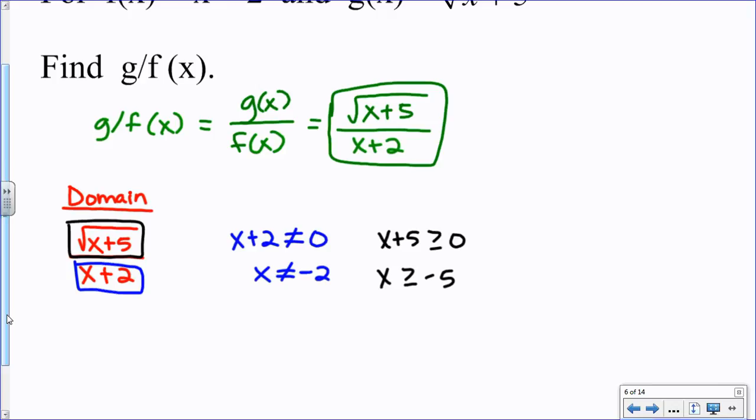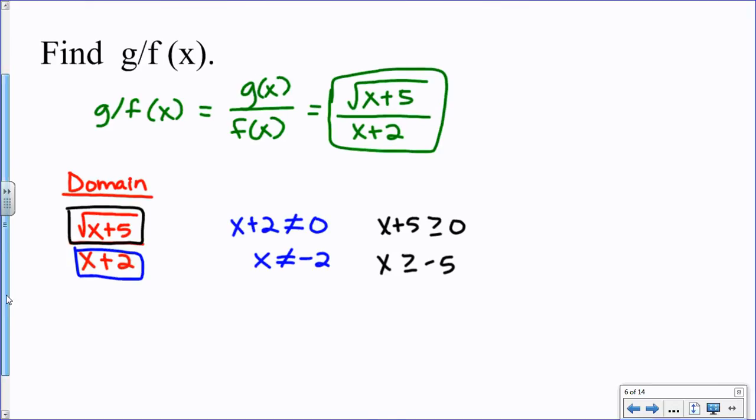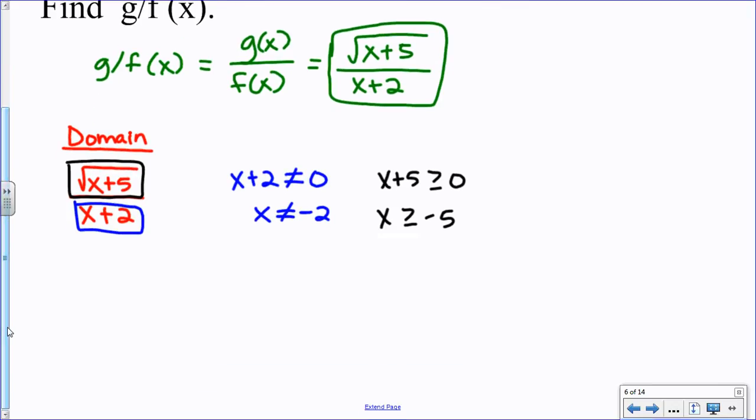So those are the disclaimers. Now I've got to write it as a domain. When I write it as a domain, I need to include both parts. I think it's helpful to use a number line so we can see it. So I'm going to graph both of these on a number line.